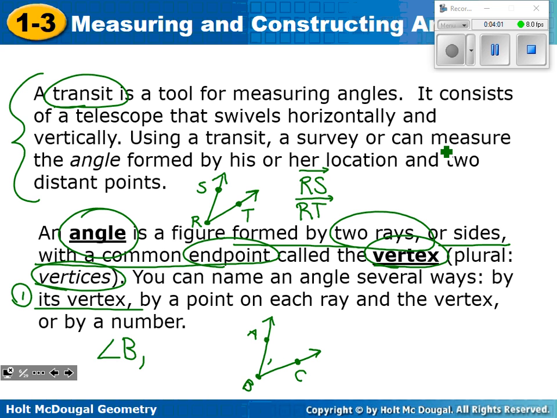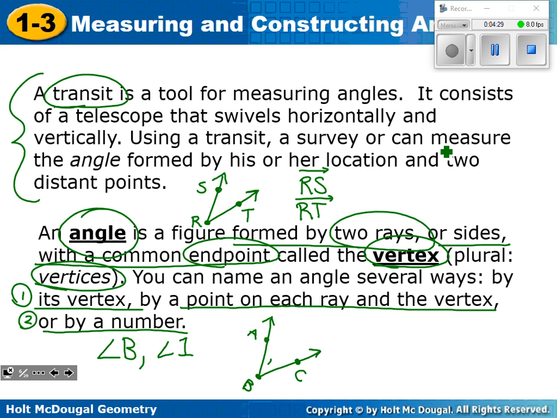Another way you can name it is by a number, if it's in the picture. Do not add numbers to the pictures in your textbook, okay? So if there's not a number there, don't name it by a number. But sometimes they'll put a number inside the angle, not its measurement, but just a number that you can use to identify the angle. For example, I could call this angle 1. Does that make sense?